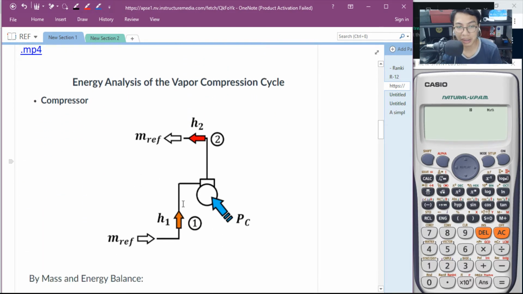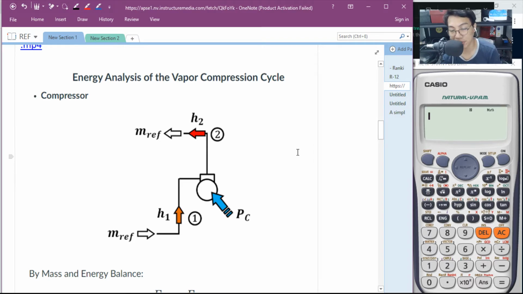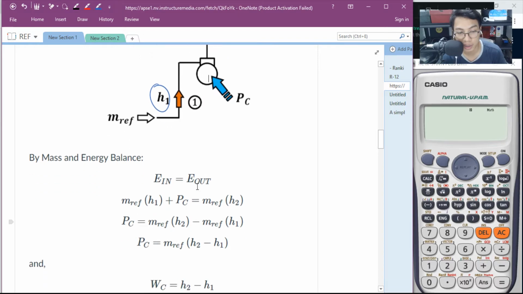Now, by energy analysis naman sa ating vapor compression cycle. So, we'll go to point 1 and 2. At point 1 and 2, we will determine the power that is consumed by your compressor in order for you to make your saturated refrigerant into superheated refrigerant. Now, for point 1 to 2, paano natin makukuha yung work ng compressor? Siyempre, by energy in, energy out, okay, hindi natin alam yan, di ba? Alamin natin si H2 and H1. And then, energy in, energy out by mass balance and energy balance.